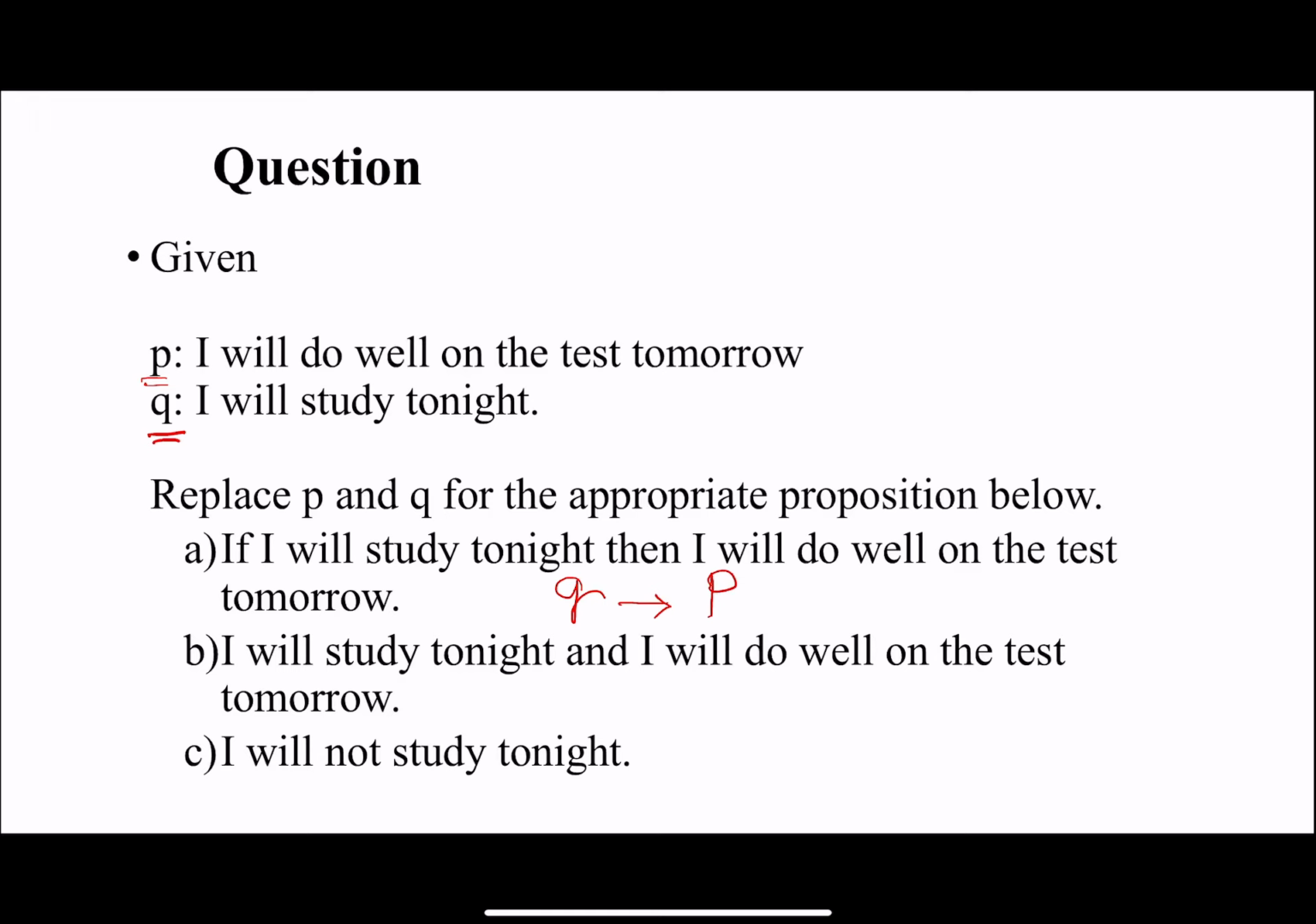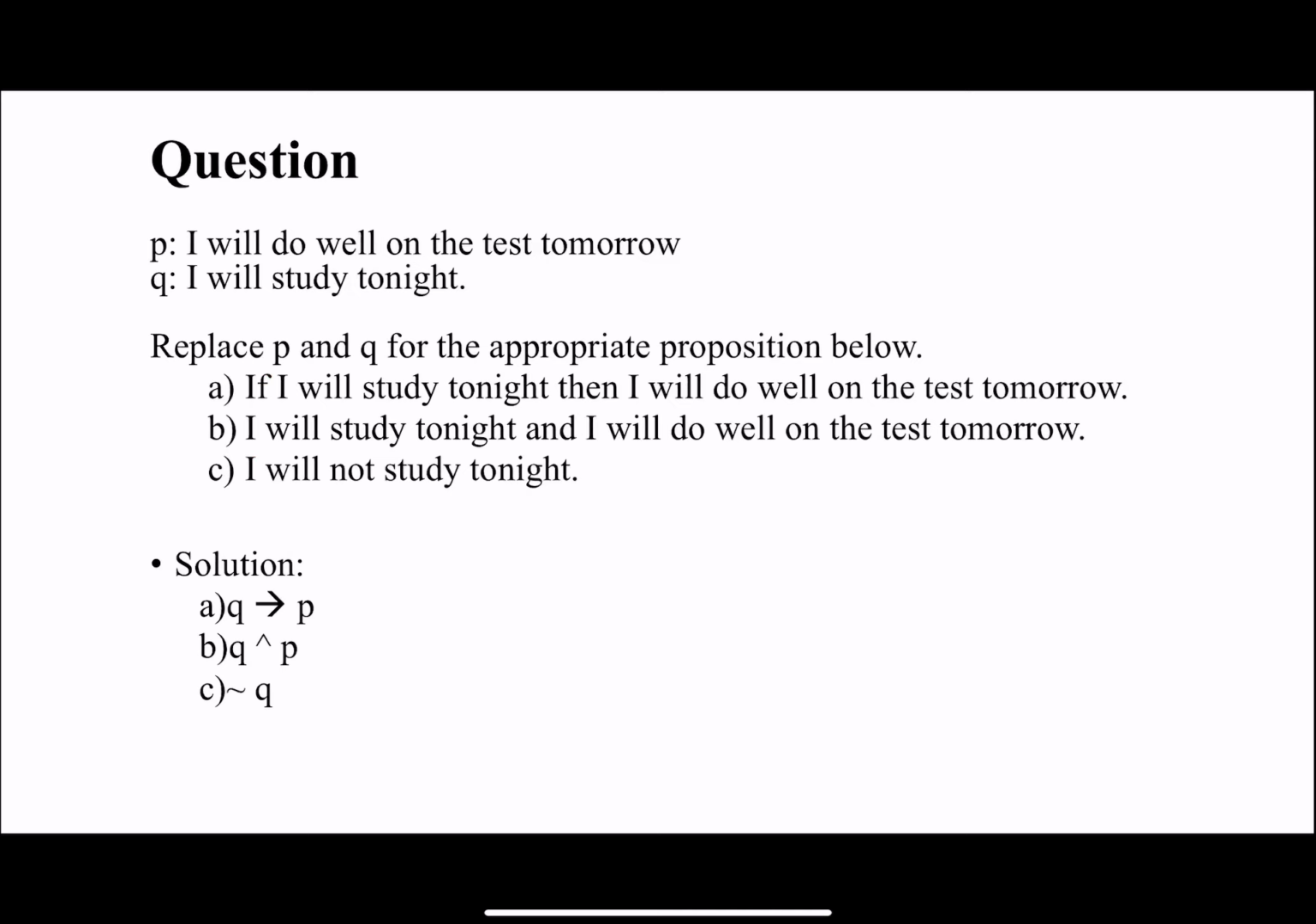Look at the second one, B. I will study tonight and I will do well on the test tomorrow. I will study tonight is Q. And is conjunction. So here is the sign for and. I will do well on the test tomorrow is P. So B is Q and P. C, I will not study tonight. I will study tonight is Q. I will not study tonight is not Q. Negation, right? Okay, so here you go. These are the answers that we have.